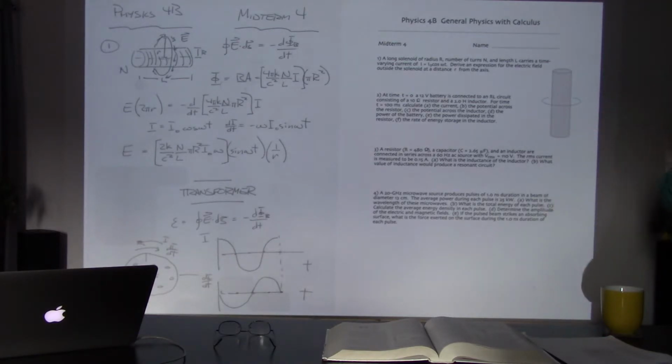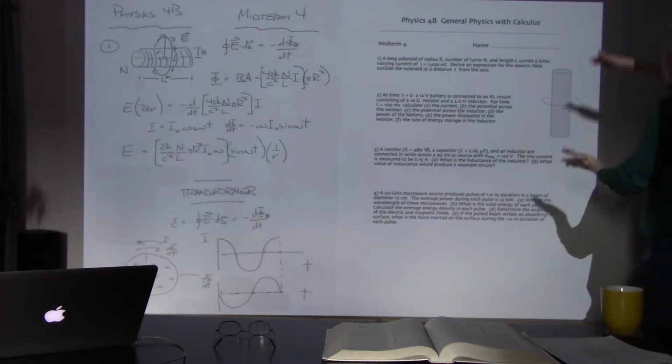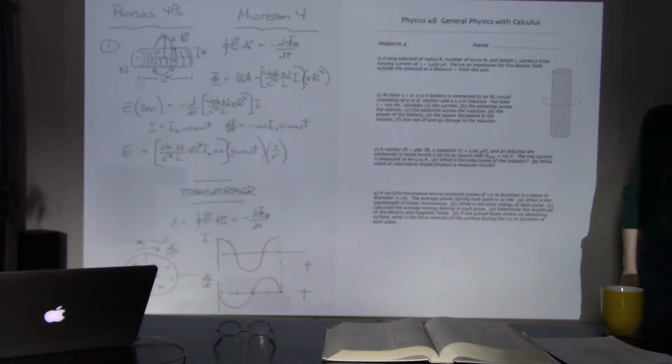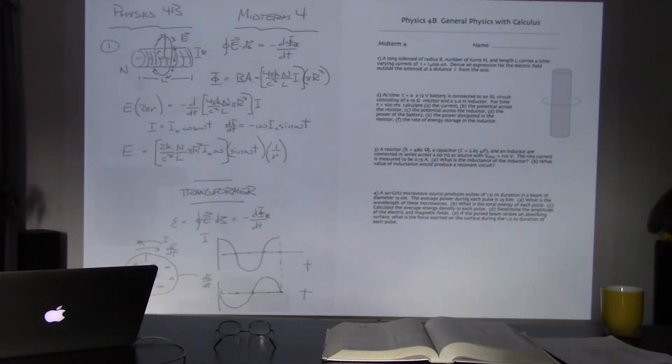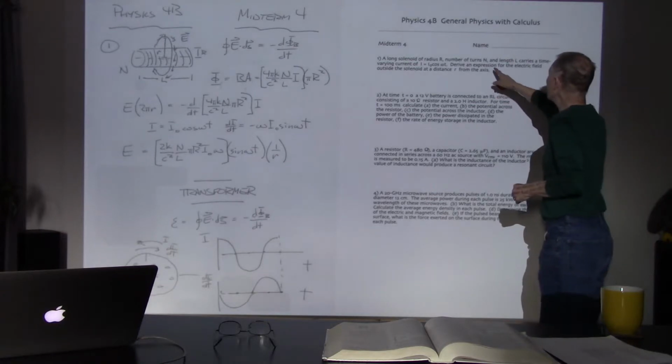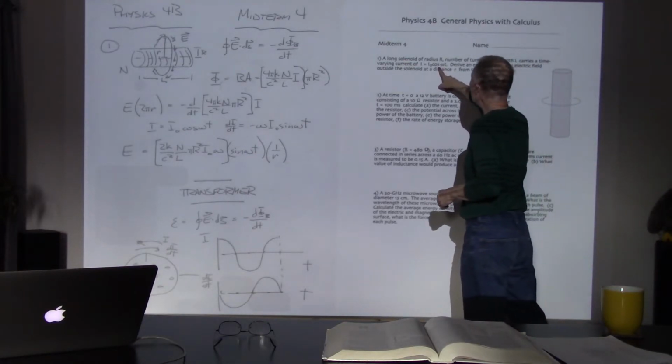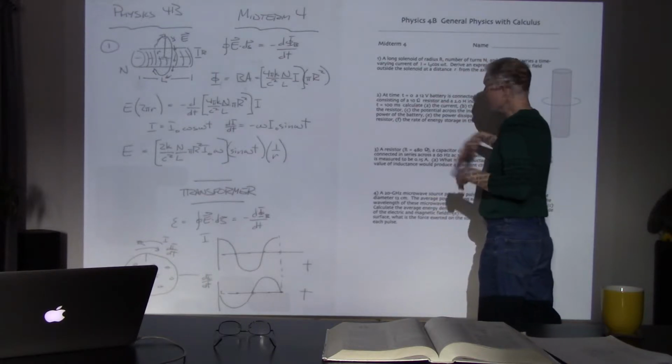This solenoid has a radius of r, and it's long enough that we can consider it to be a solenoid. Okay, so all the solenoid approximations that we've been working from. It says that this has n number of turns, has a length of L, and it carries a time-varying current. So that's kind of interesting.